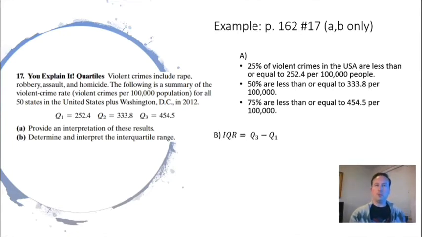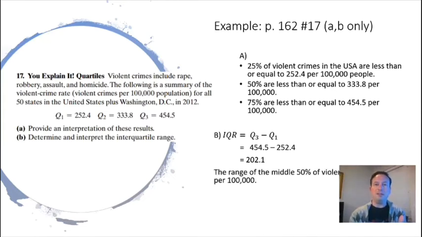Interpret the IQR. Let's calculate that. The IQR is Q3 minus Q1. You take the two numbers, subtract them, and you get 202.1. Now just take the definition of IQR that I gave you, copy and paste it, and plug this number in. You would say that the IQR represents the range of the middle 50% of data. In this case, the data is the number of violent crimes per 100,000, so the middle 50% of violent crimes is 202.1 per 100,000 people. And that's it for this example.